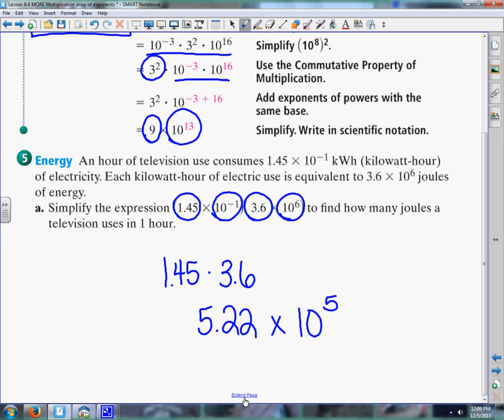So that is just your answer. It's that easy. You don't have to do really anything else.